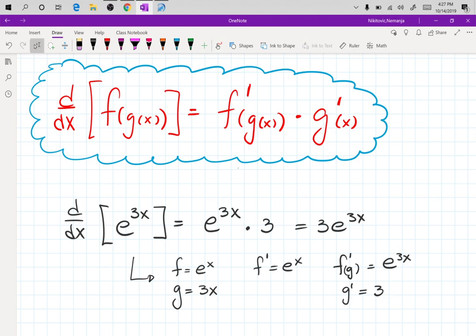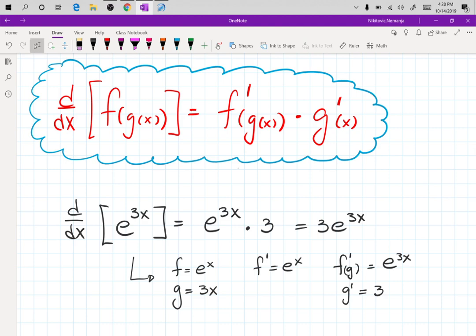So the derivative of e to the x is e to the x. But the formula requires that when you take the derivative of f, you still have g plugged in. So my f is e to the x, but I need f prime with g plugged in, which is why it's e to the 3x still. And then g is 3x, and its derivative is 3. So we have e to the 3x times 3, which is 3e to the 3x.